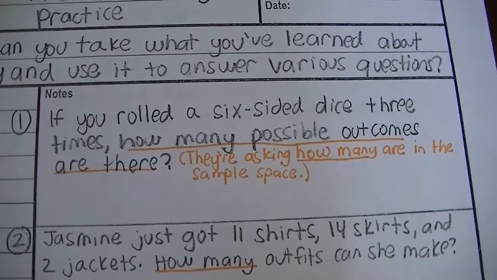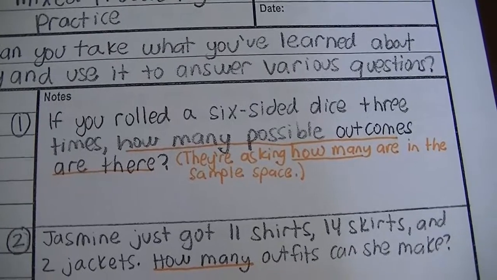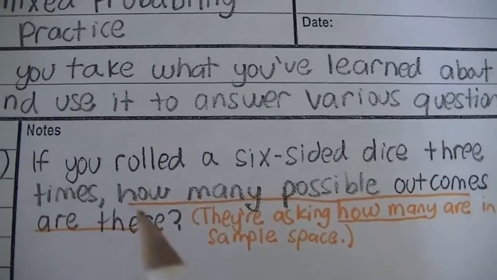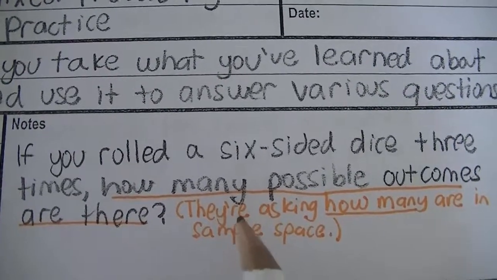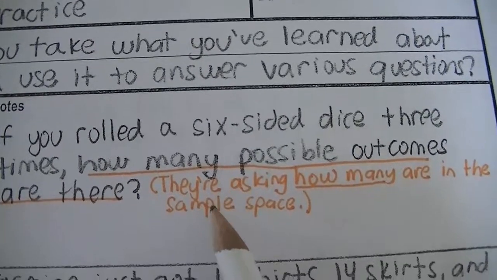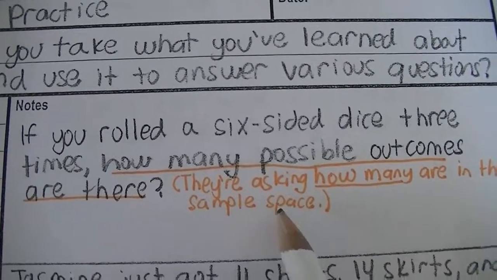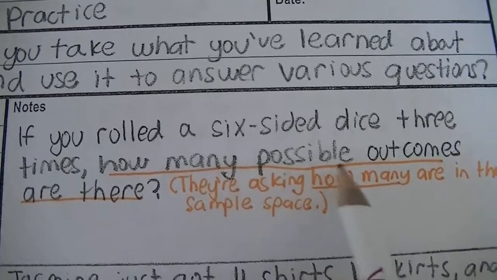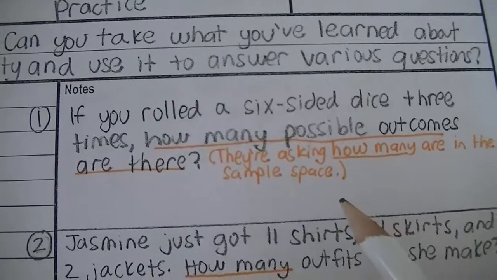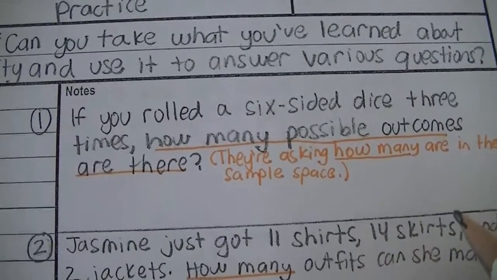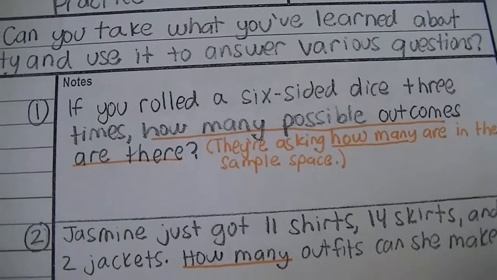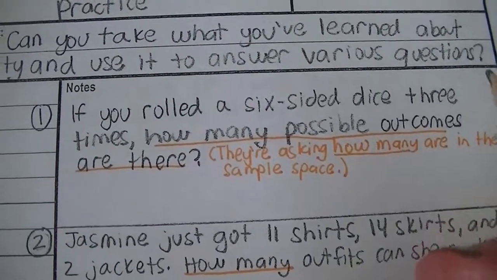So the first question says, if you rolled a 6-sided dice 3 times, how many possible outcomes are there? And I do want you to underline this and write it down, okay? Write down what I've written right here. Basically they're just asking how many are in the sample space. Remember, sample space and the amount of possible outcomes are the same thing, okay? So it's not asking for what the combinations are, it's asking how many combinations there are when you roll a 6-sided dice 3 times. What could you possibly land on?